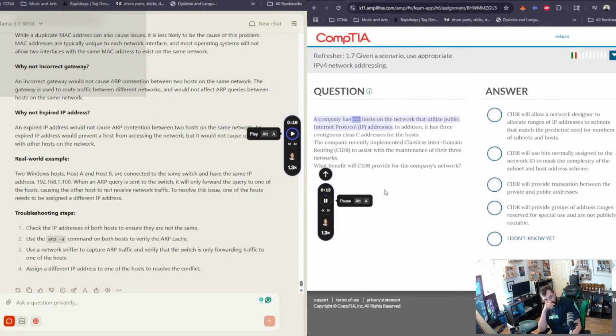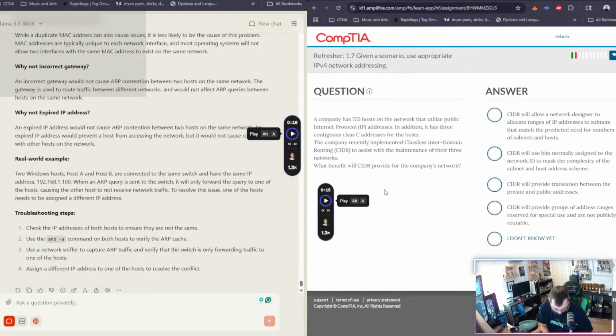A company has 725 hosts on the network that utilize public Internet Protocol, IP, addresses. In addition, it has 3 contiguous Class C addresses for the hosts. The company recently implemented classless interdomain routing, CIDR, to assist with the maintenance of their 3 networks. What benefit will CIDR provide for the company's network?